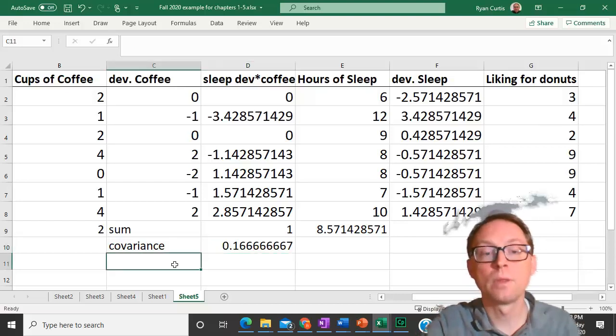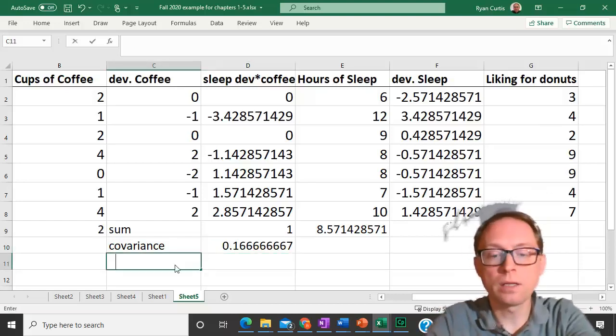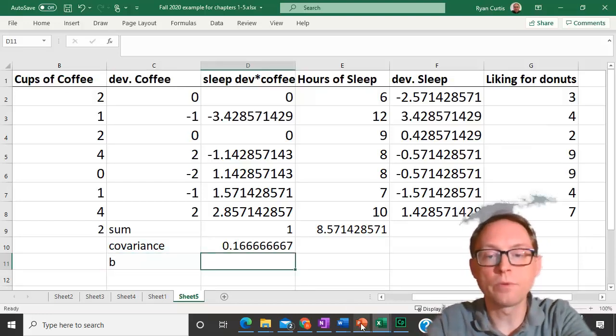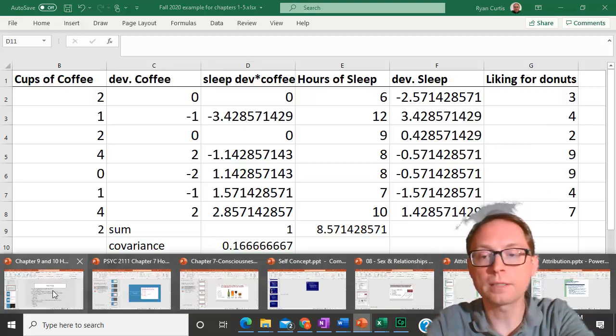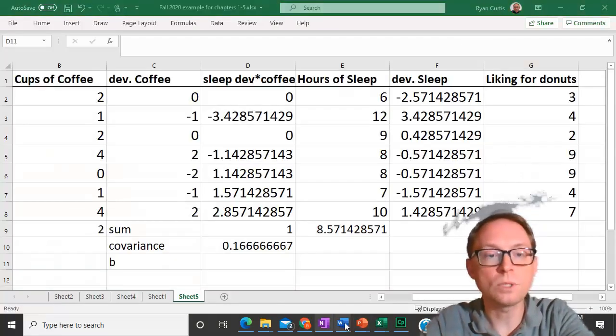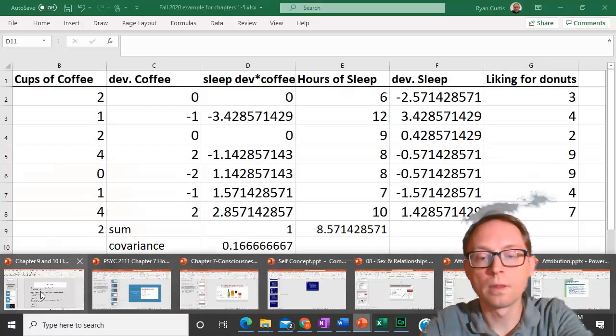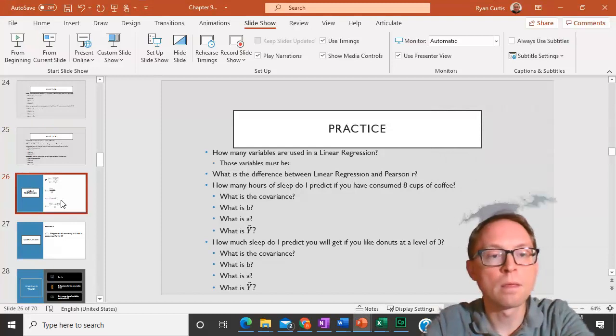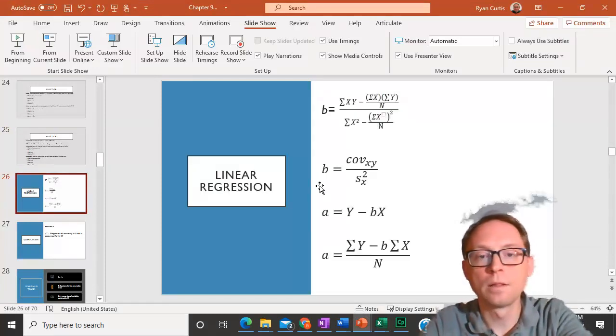Next, what is the slope? Well, if you remember, when we looked at these, the slope is going to be the covariance divided by the standard deviation of x squared. Okay? That's what we're looking for, the slope. That's what our estimated slope is going to be.